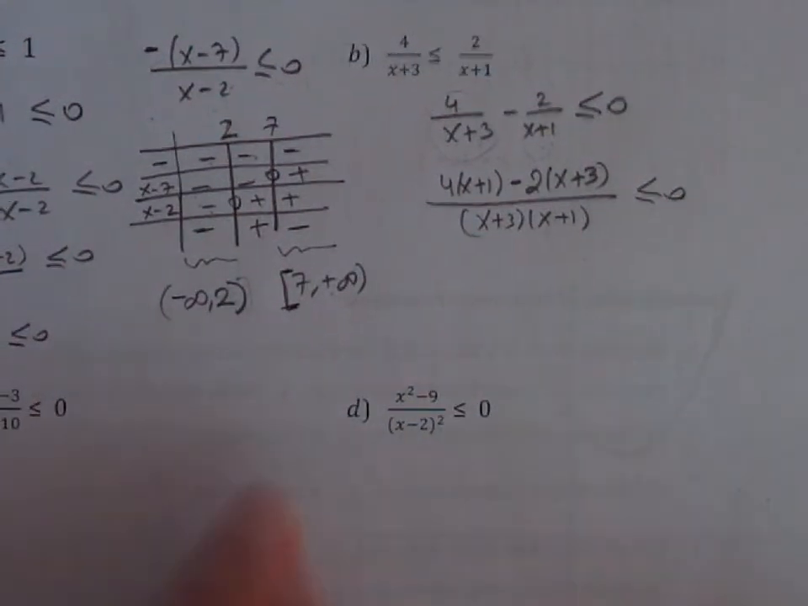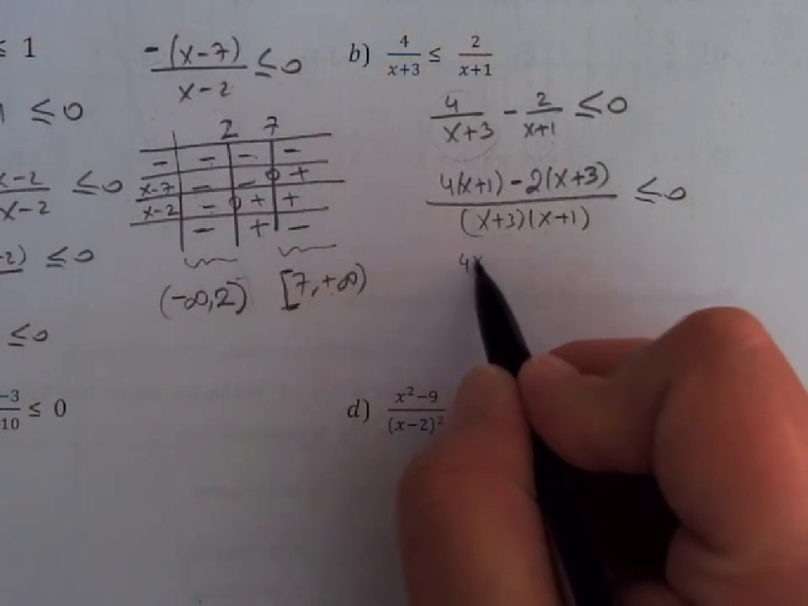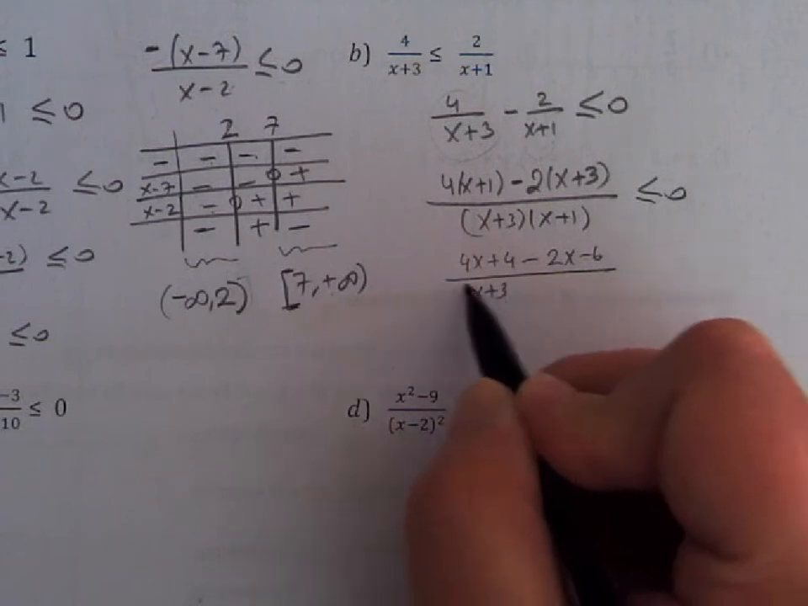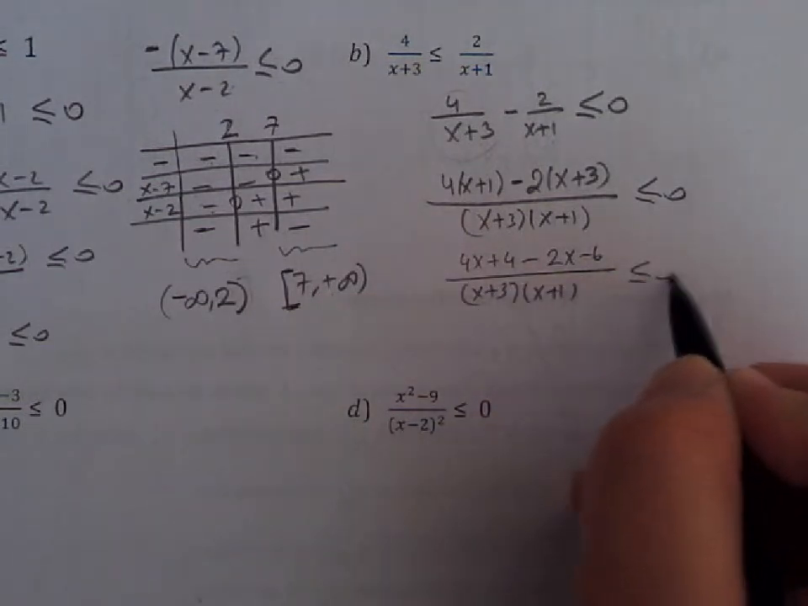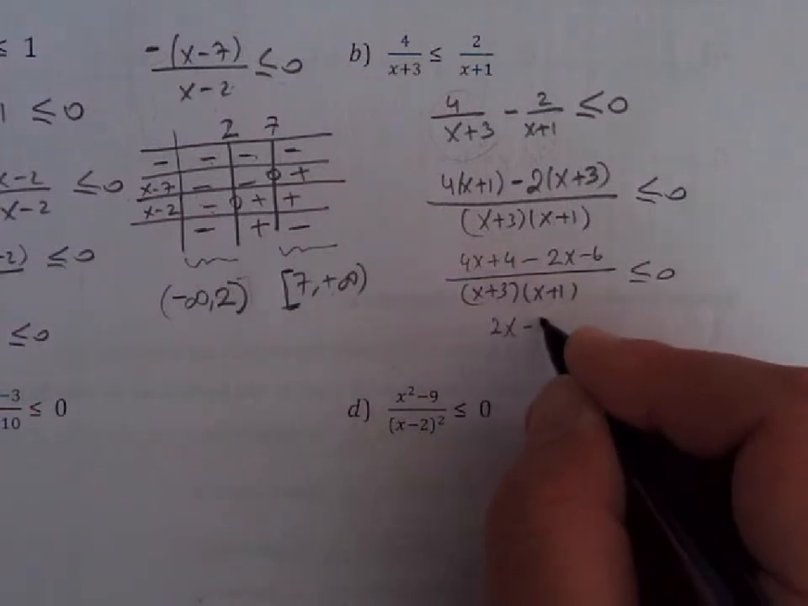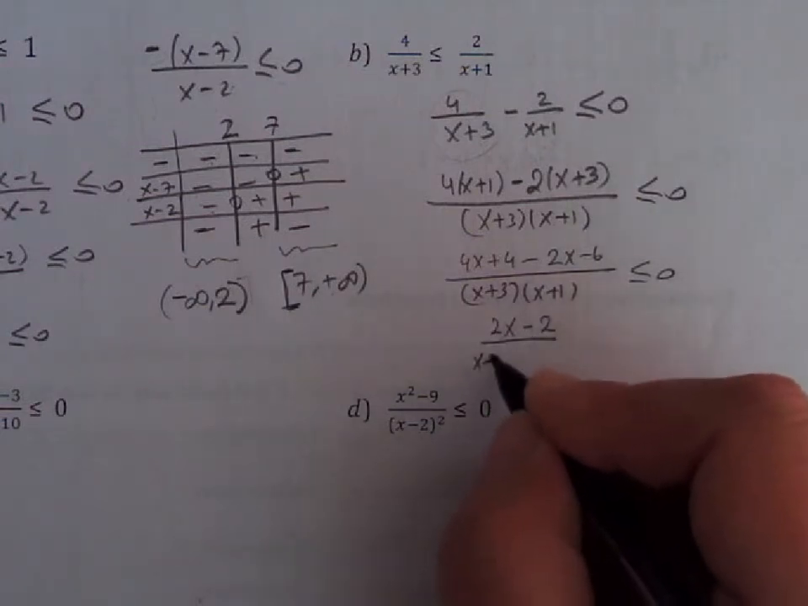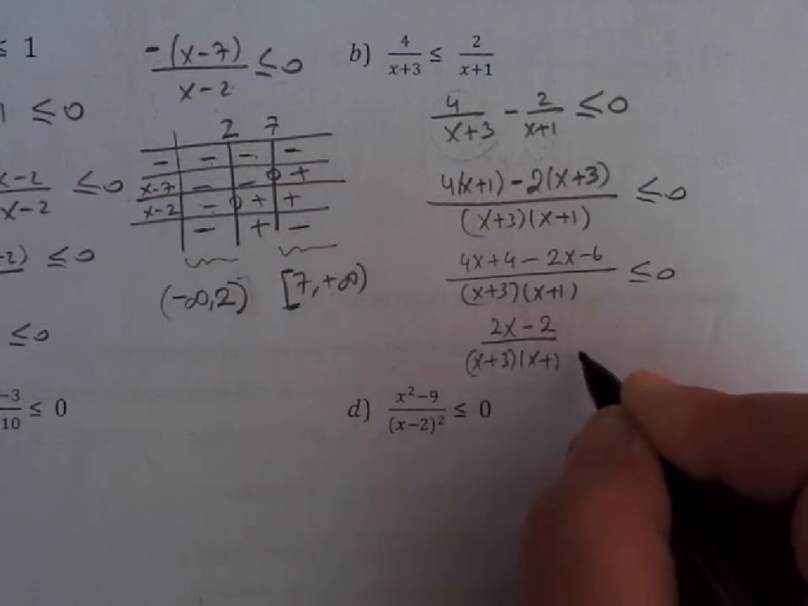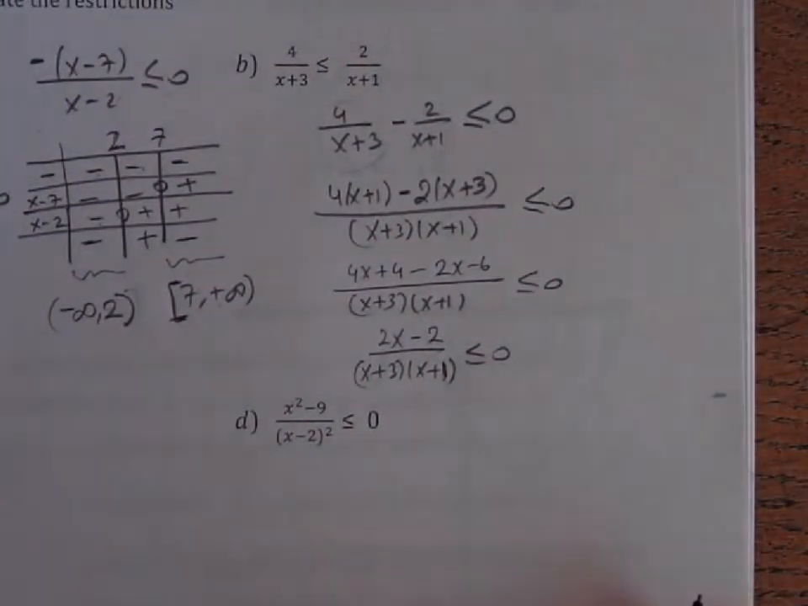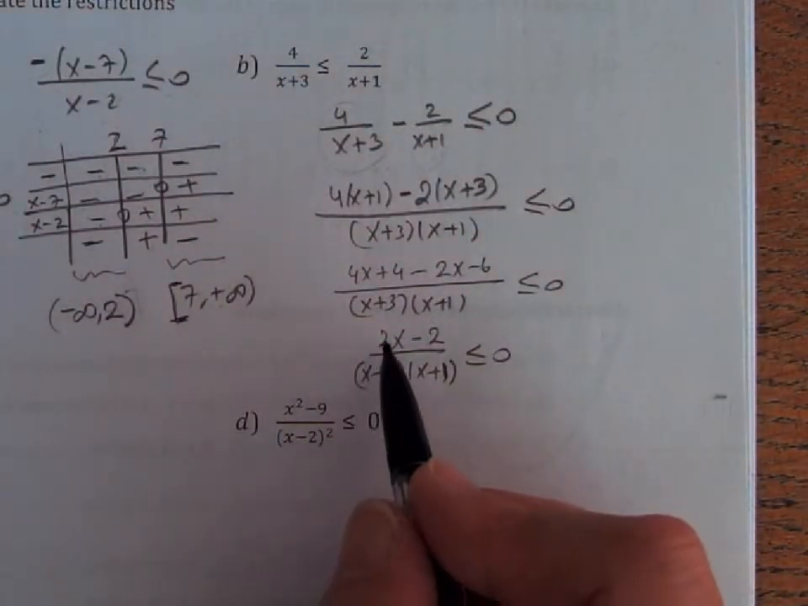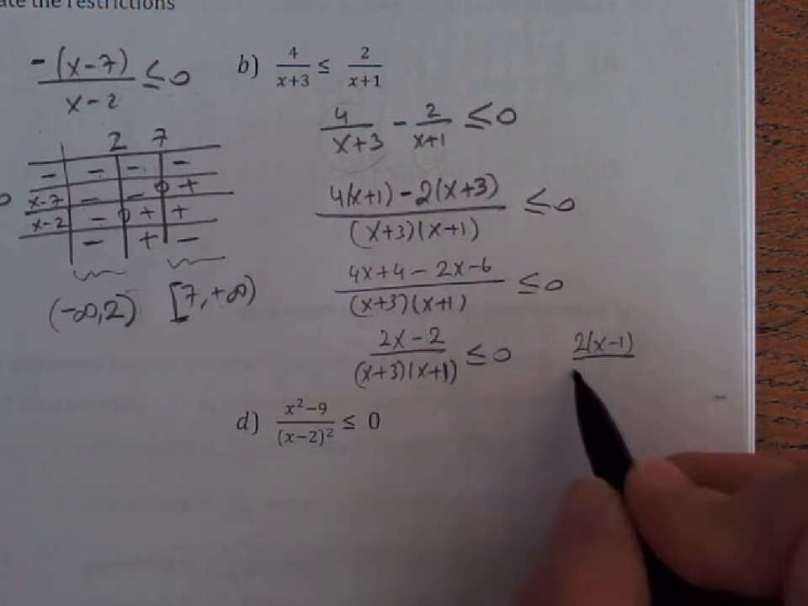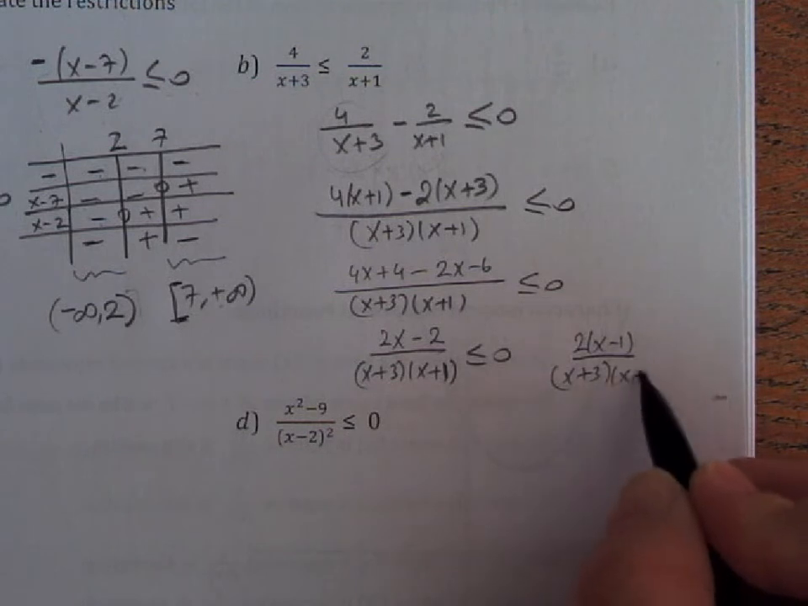Now expand the brackets. So you get 4x plus 4 minus 2x minus 6 over (x plus 3)(x plus 1). So collect. So you get 2x minus 2 over (x plus 3) times (x plus 1). So factor 2, you get 2 times (x minus 1) over (x plus 3)(x plus 1).